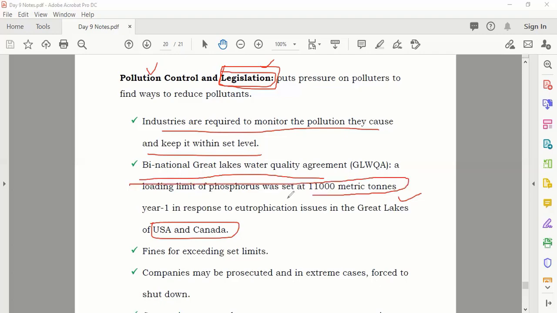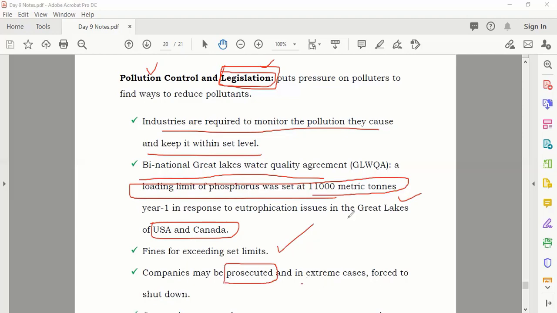They will check. They have an agreement that they will not add more than that limit in the water. They have both sides. Fines for exceeding the set limits. Companies may be prosecuted. Prosecuted means investigated, and in extreme cases, forced to shut down.